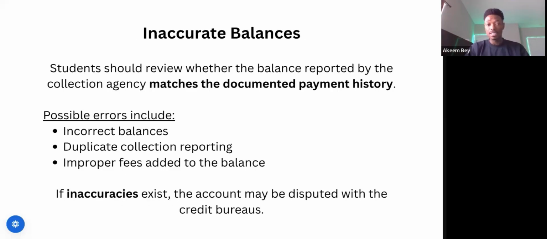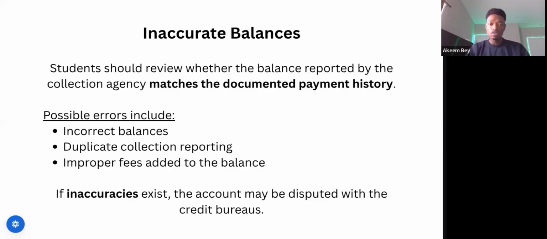Inaccurate balances is another reason that you can dispute the account, right? So when you review your credit report, you want to review whether the balance reported by the collection agency actually matches the documented payment history. Some possible errors that you want to look for in your credit report are things like incorrect balances, duplicate collection reporting accounts, improper fees that may have been added. And if inaccuracies exist, then again, the account may be disputed with the credit bureaus and deleted from your actual credit report.